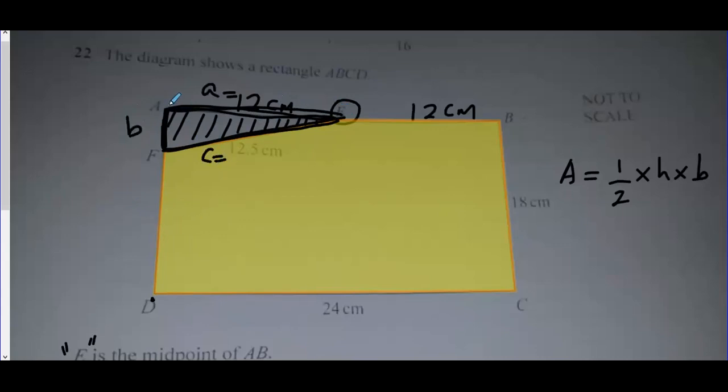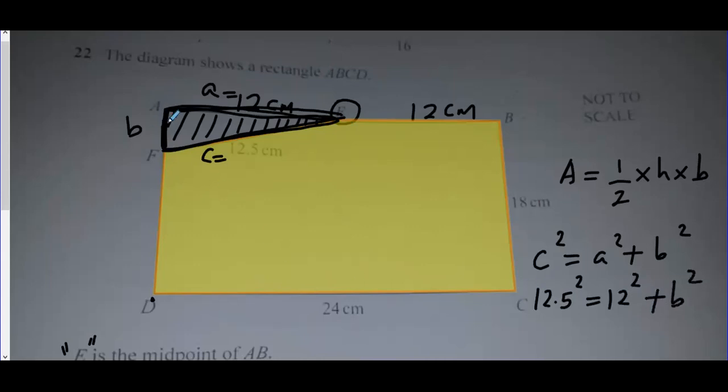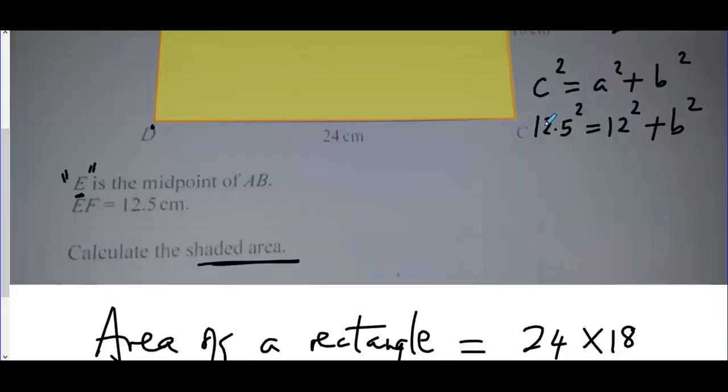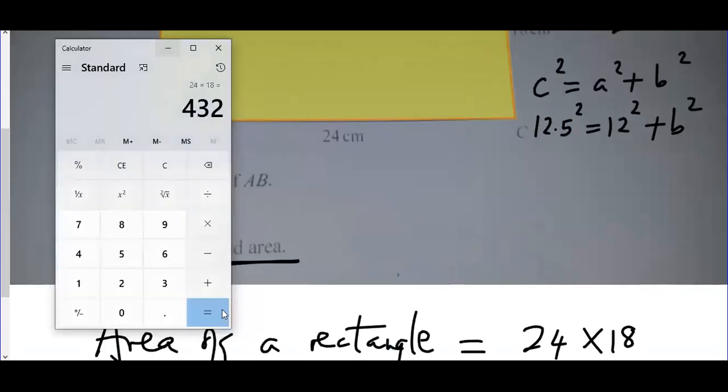So we're going to first find the value of the height there, which will be C squared equals A squared plus B squared, okay? So what is C? C is 12.5, so 12.5 squared equals A, which is 12 squared, then plus B squared. B squared is missing because this B is the one which we're looking for. B is the height, okay? So what is 12.5 squared? Go ahead using a calculator.